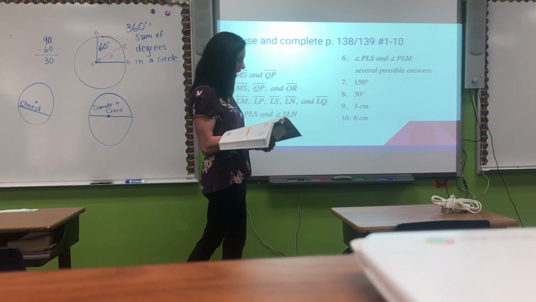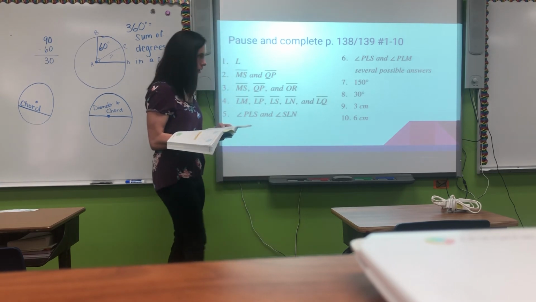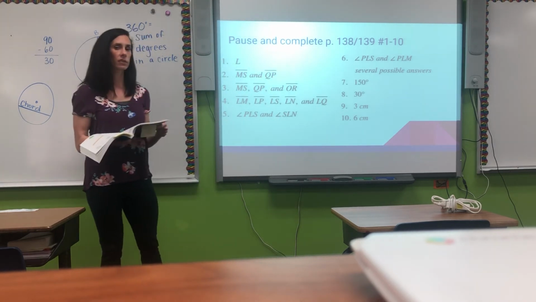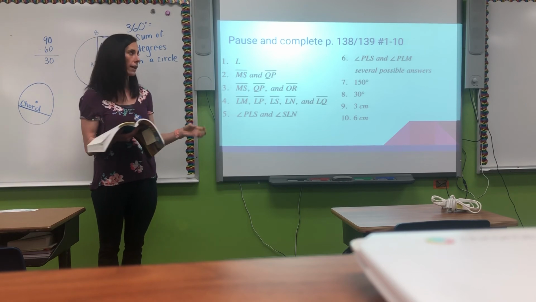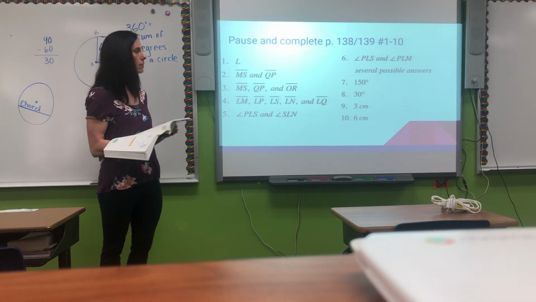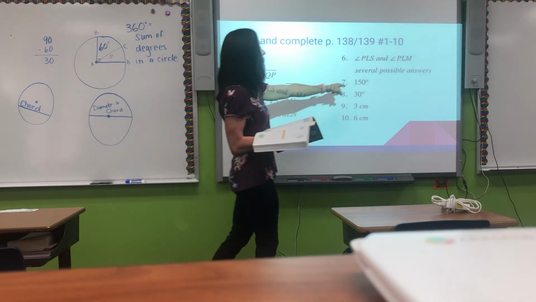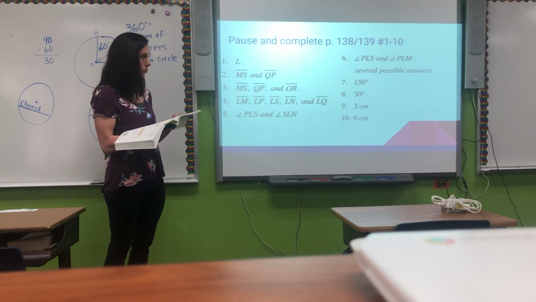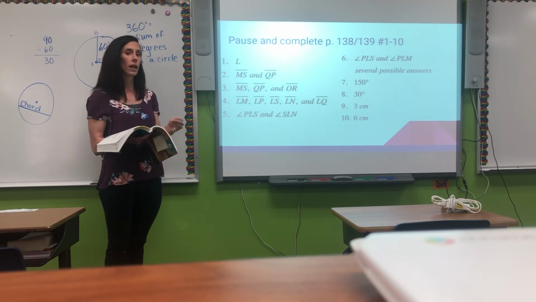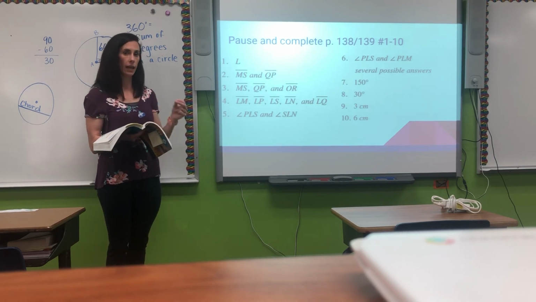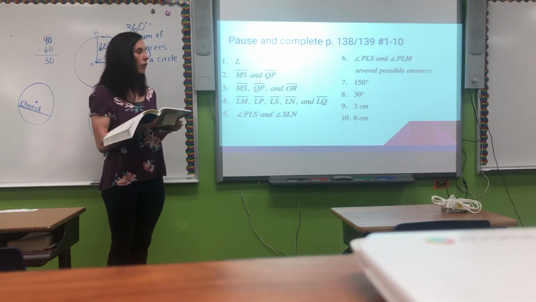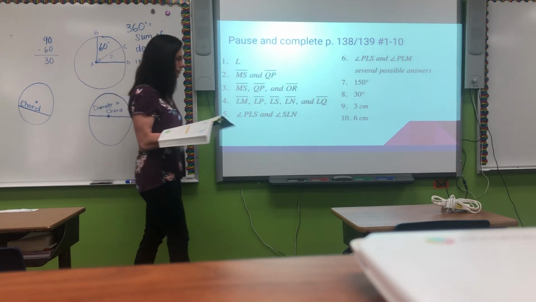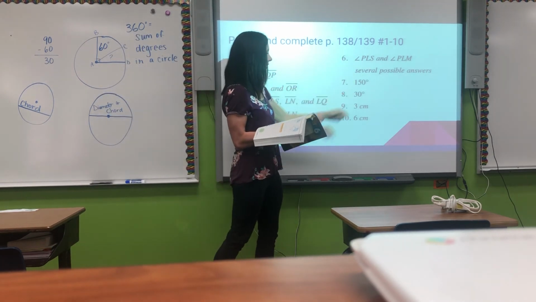On number 7, we have 2 angles together that form a straight line. So we're going to do 180 minus 30, which is 150 degrees. Number 8, we have 2 angles that together form a right angle. They're complementary. So we're going to do 90 minus 60, which is 30 degrees.